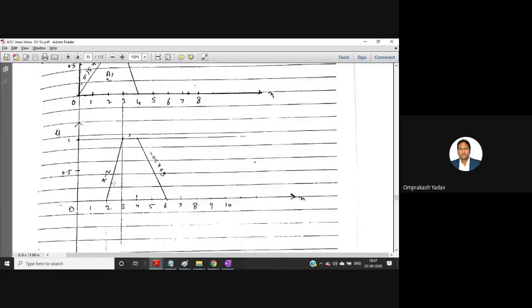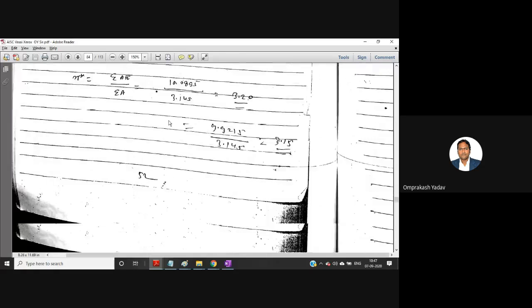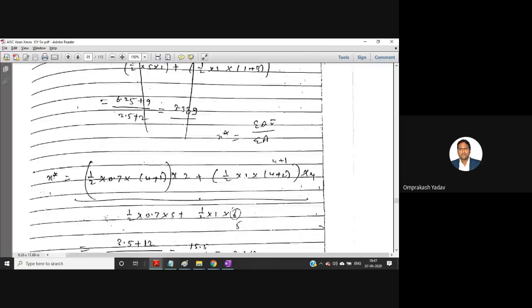So remember one thing, this is applicable to the input graph. We will not apply this on the output graph. So here the input graph, first one is this one and second is this one. So let's go to the formula. X star is equal to first. So why is it applicable to the input graph?